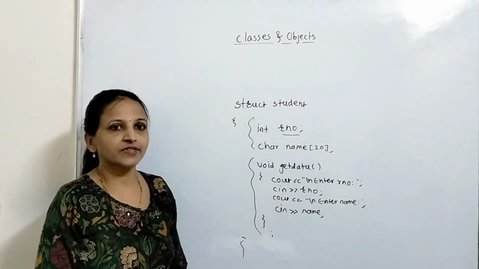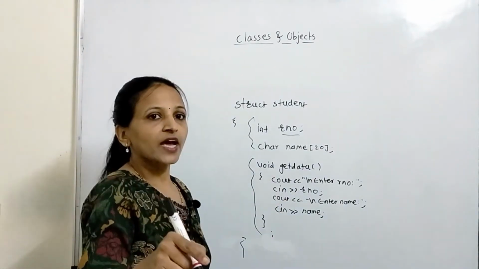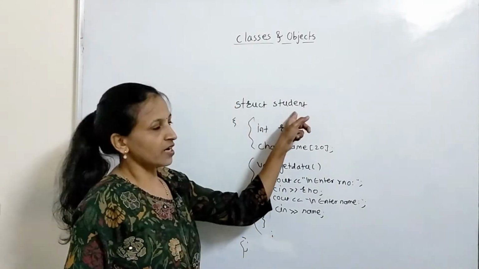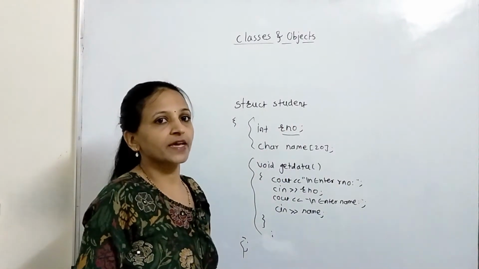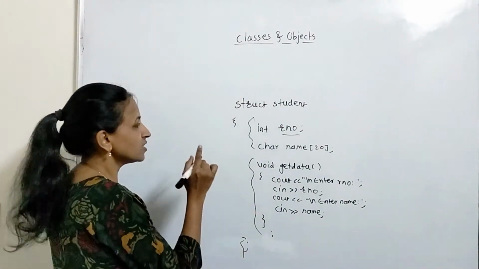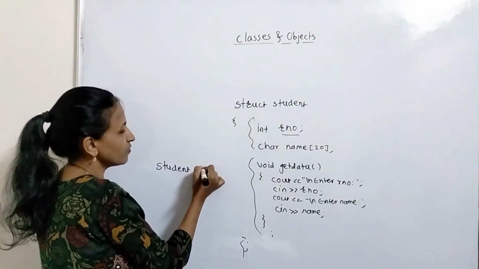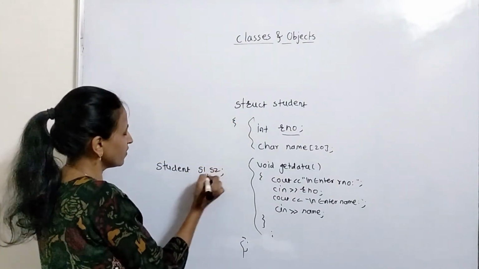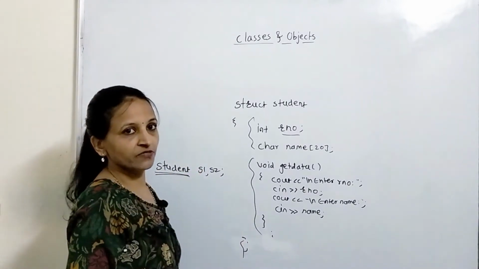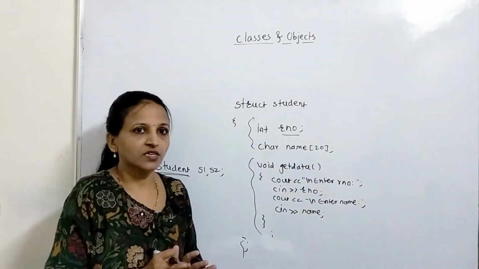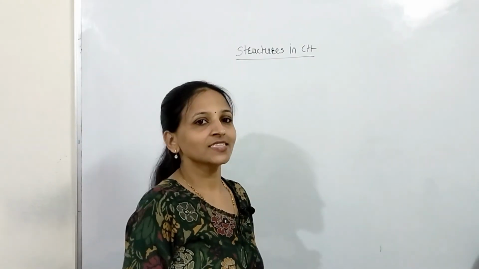And the second difference is that you can create a variable of that structure student in the same way, just like a basic data type. How in C++ we can create variable like this: student, and here we will write only S1, S2. Means here we are not writing struct student, we are just writing student. This is the second difference. Getting? Now here we have covered structures in C++ concept.